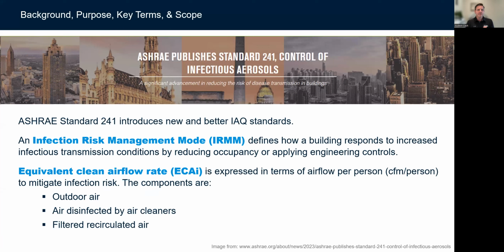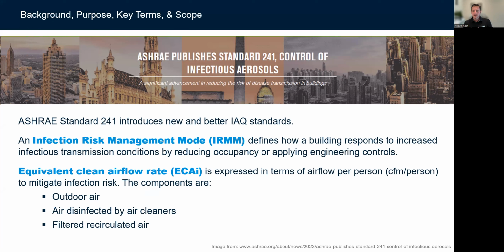Number one is the Infection Risk Management Mode, or IRMM. What is this? This is a definition of how a building should be managed in the case of another outbreak. If the public health officials or some AHJ says, we have a high risk of infection, I would like your building to go into an IRMM, or infection risk management mode, you have to have a defined protocol for what to do during that situation.